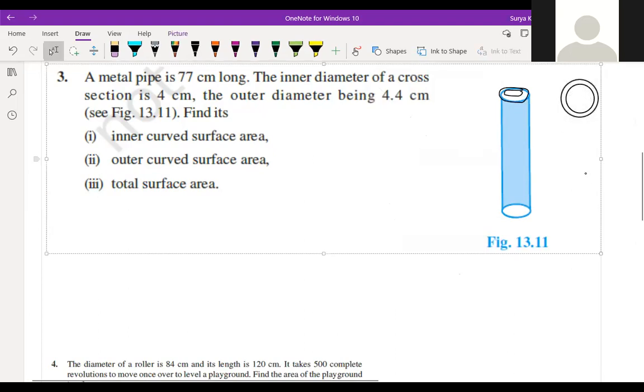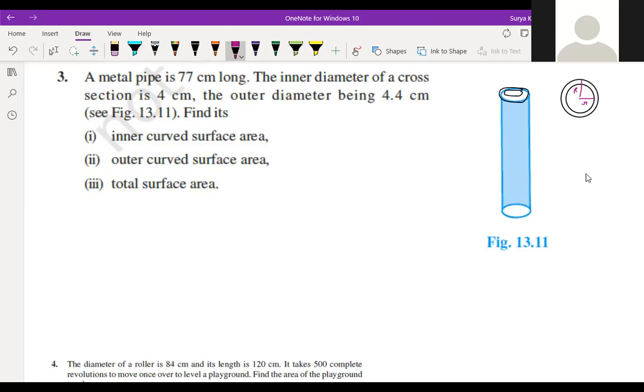It's like a concentric circle. So you are having two circles over here, one with a small radius and one with a bigger radius. The small radius is r, and the capital R you should write here separately. The height is given, that is 77 centimeter. The inner diameter of the cross section is 4 centimeter, so the small r we can write as 2 centimeter, children. The outer diameter is 4.4, so can we write 2.2 centimeter for capital R?